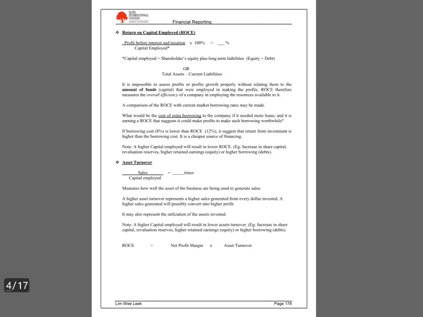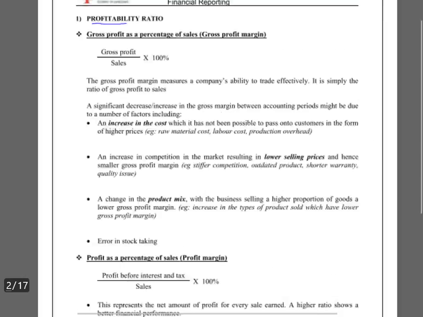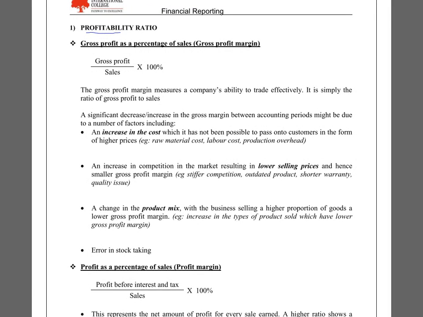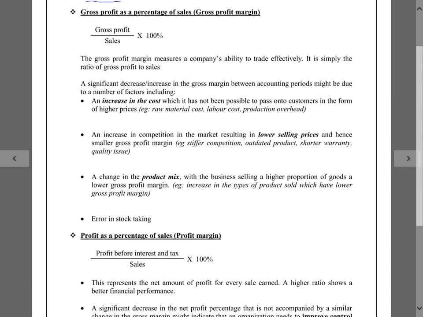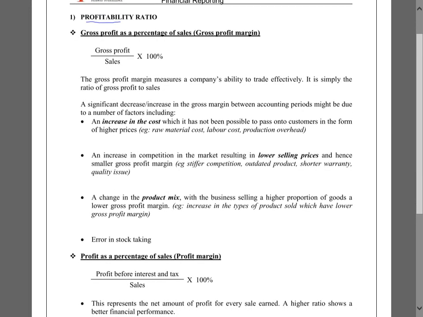So we're going to start with the first one, gross profit rate margin, GP margin, and the next one will be net profit margin. We start with profitability, which means we want to calculate the profitability of the company. We have gross profit, profit before interest and tax, profit before tax, profit after tax. So many types of profit, therefore a few formulas for profitability ratio. Let's calculate GP margin for this company.